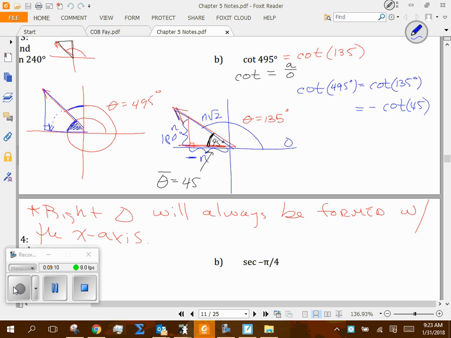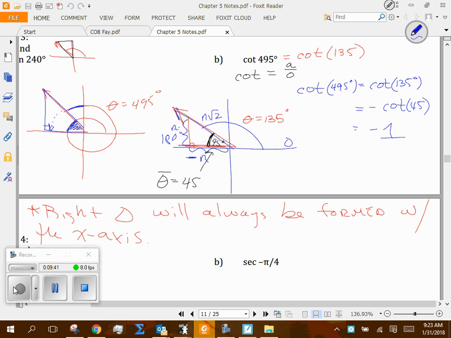Okay. So if you were to take your calculator, type in cotangent of 495, or the cotangent of 135, or negative cotangent of 45, they're all going to spit back the same exact number to you. What are they going to spit back? If I take adjacent divided by opposite, what's that? Of course, N over N will give me 1. In this case, I need negative 1. So cotangent of 495 is the same thing as negative 1.